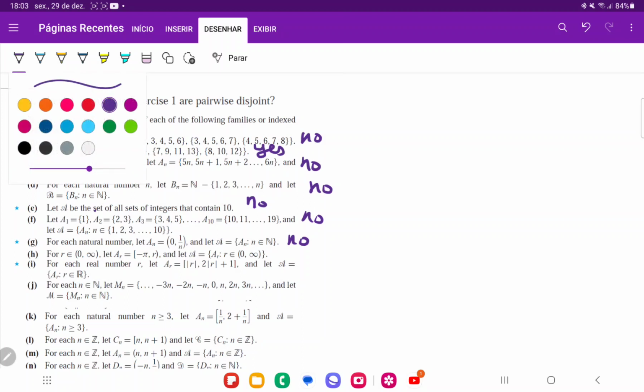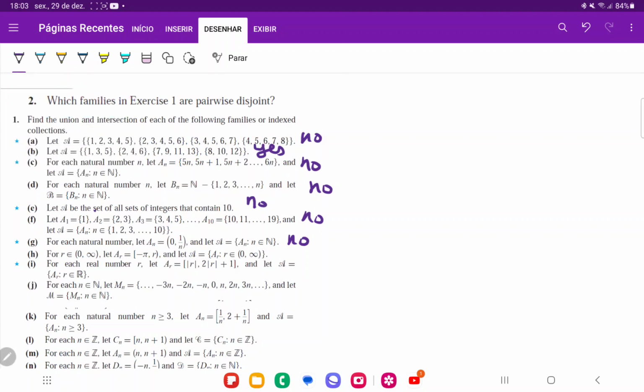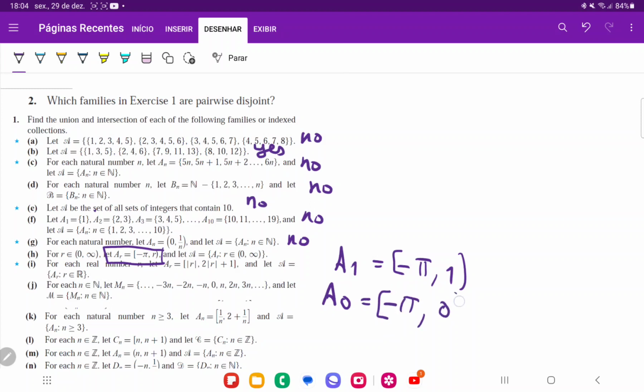What about H? Well, for H, and once more, if you would like to look at each of these examples a little bit more in depth, you can go to the previous video. For H, AR fulfills this criteria here, where R goes from 0 to infinity. So if I go A1, that's going to go from -pi all the way up to 1 excluded, and A0 is going to go from -pi to 0 excluded. So you can see here that they all have negative pi as one of the values in common, but in fact they have many more values. So that's also going to be a no.